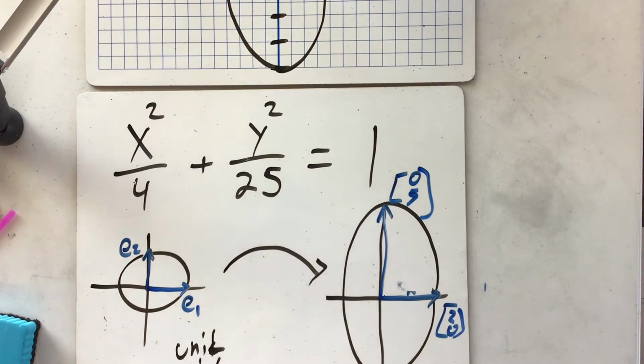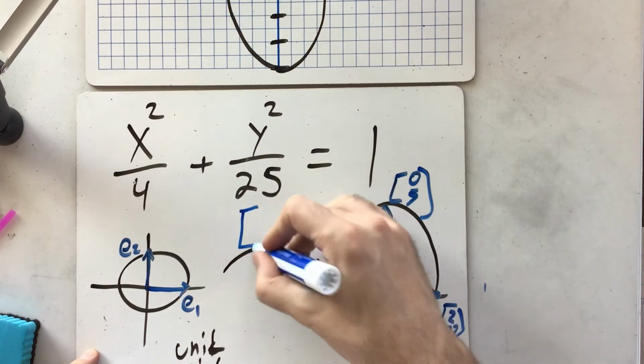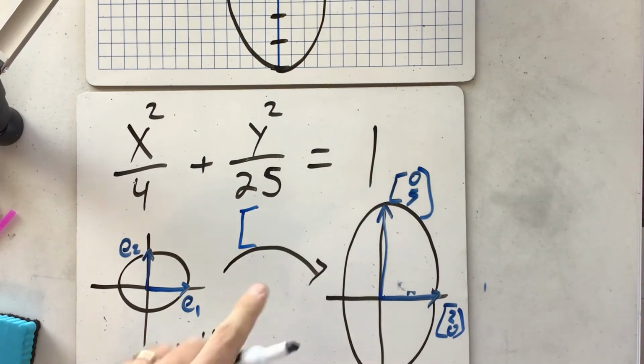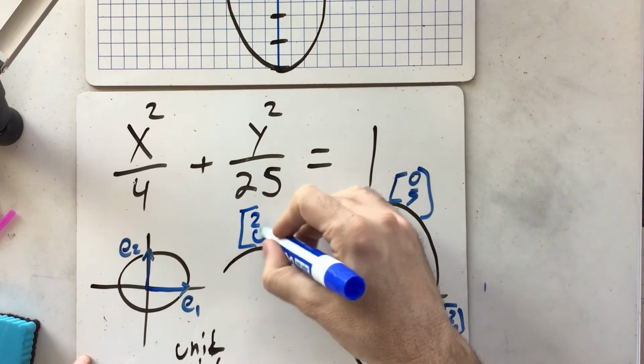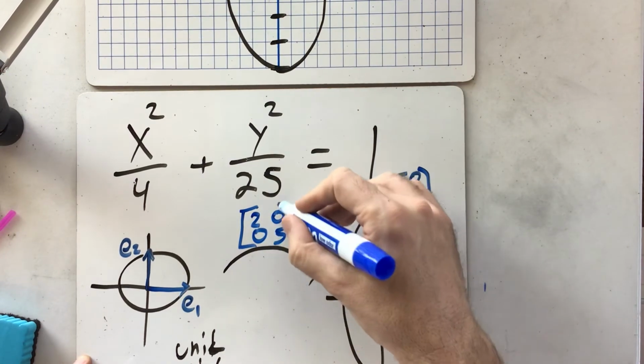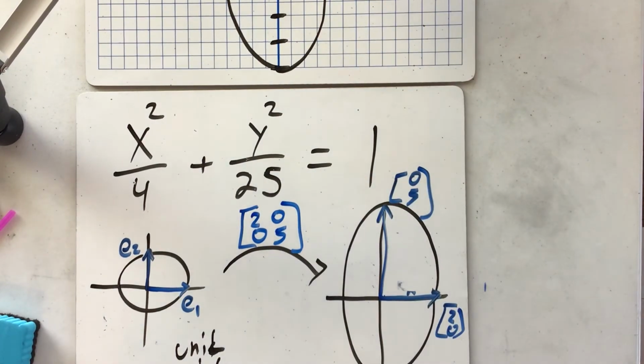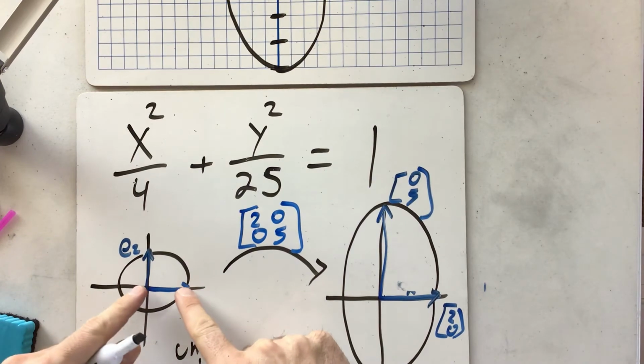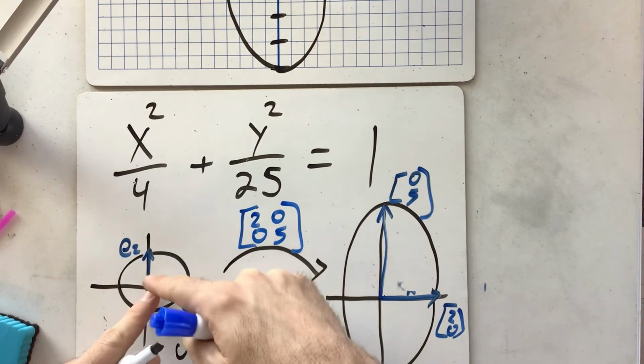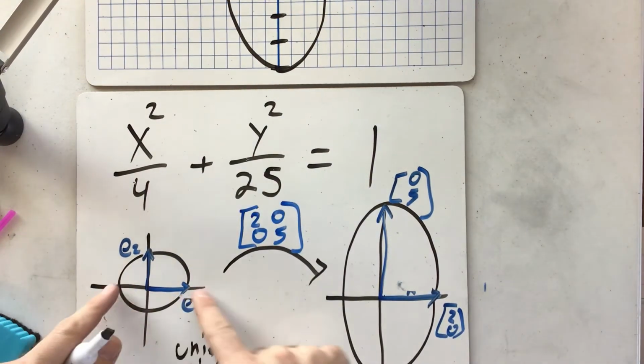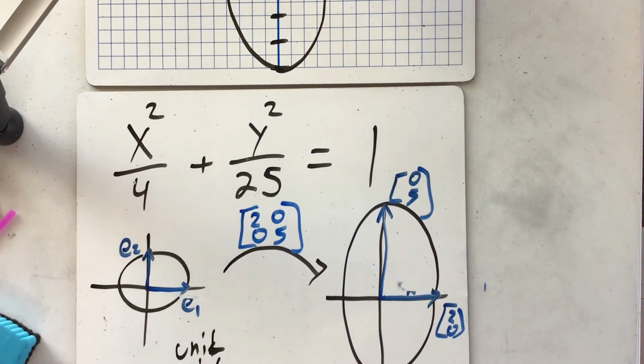So that means that I know what my matrix is. My matrix is the matrix [2, 0; 0, 5], because all I did was stretch it by 2 in the x direction and 5 in the y direction. And that has transformed my circle into my ellipse.